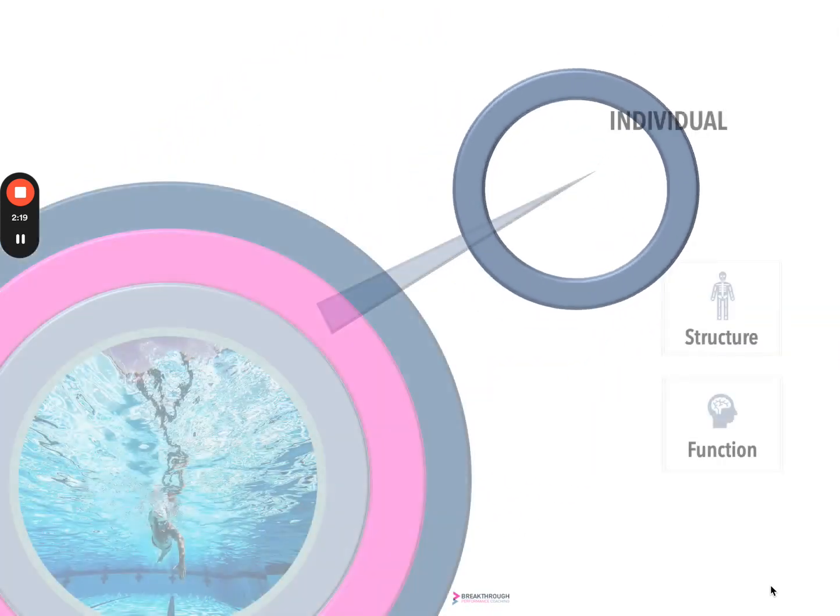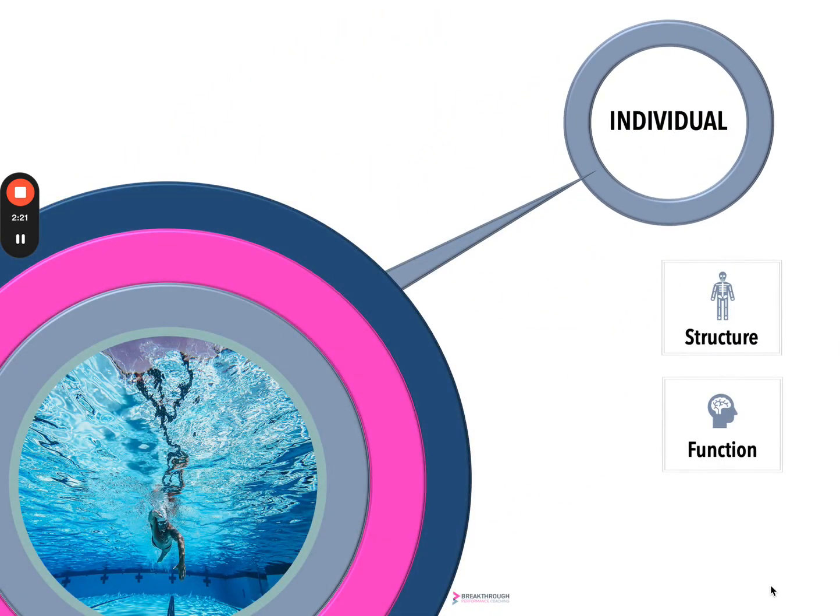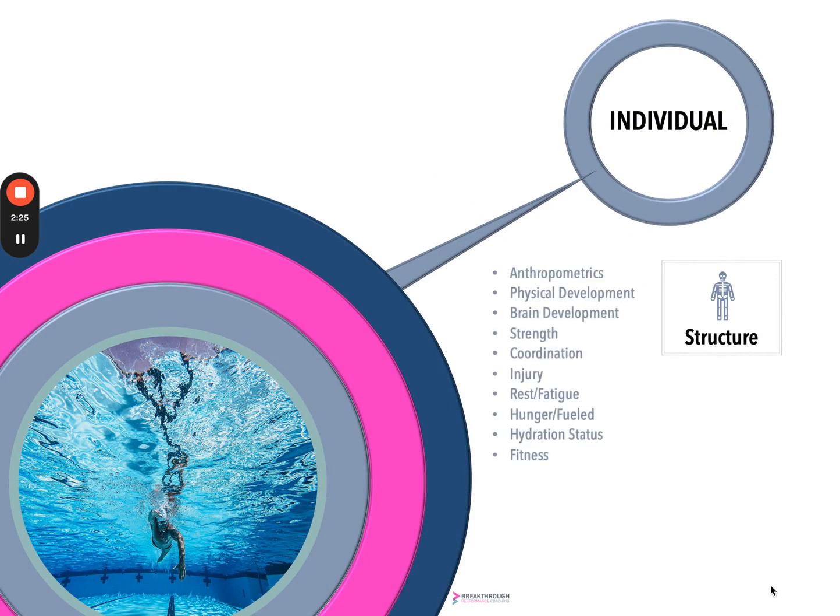So if we look at the individual and the individual constraints, they're generally grouped under either structure or function. Structure are things about the body that are relatively permanent, but malleable. So things that can be changed, but take a little while to change. They're stable.